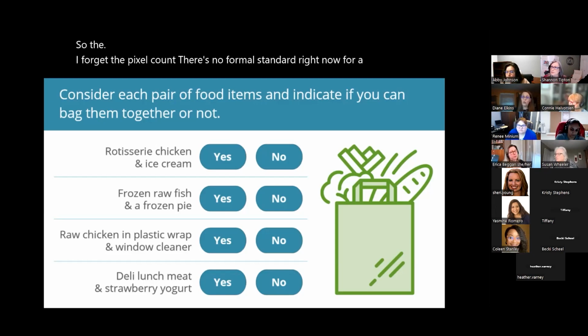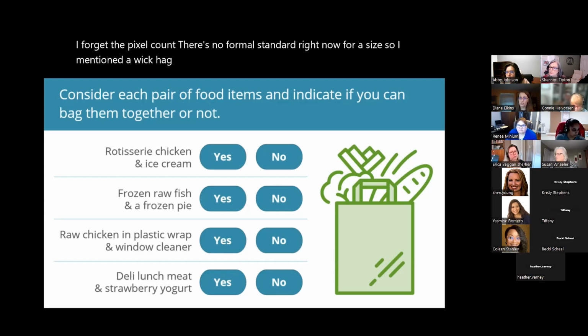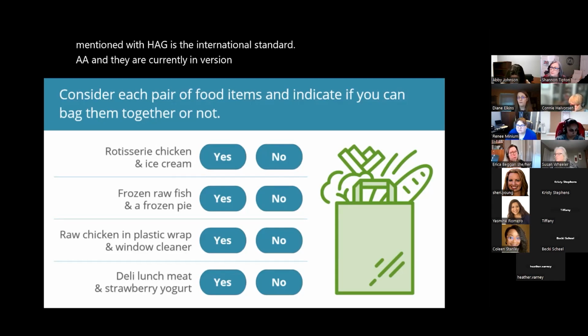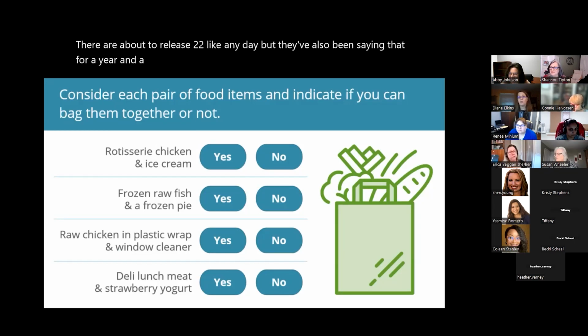So I mentioned WCAG is the international standard, AA, and they are currently in version 2.1. They're about to release 2.2 like any day, but they've also been saying that for a year and a half. And in 2.2, there is a specific recommendation for how big the button will be.